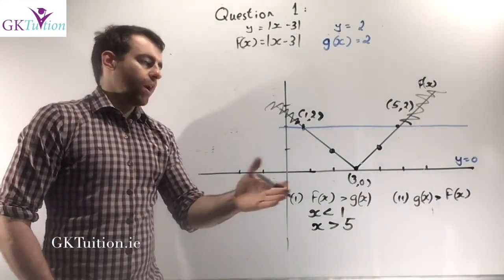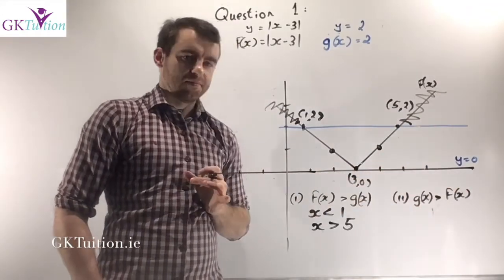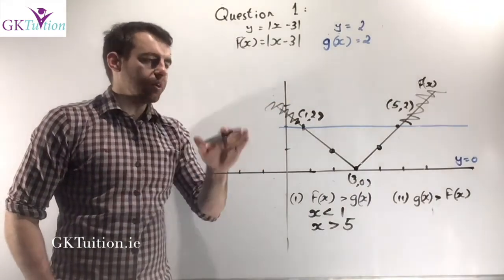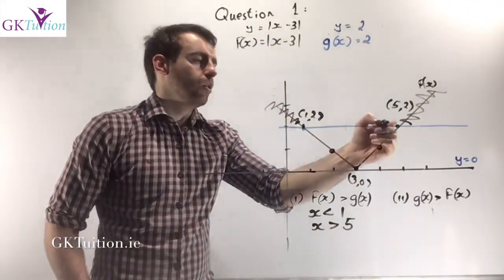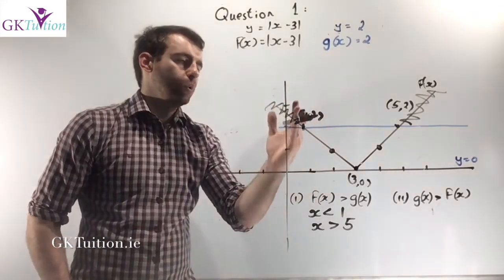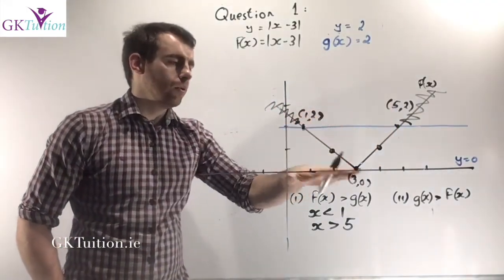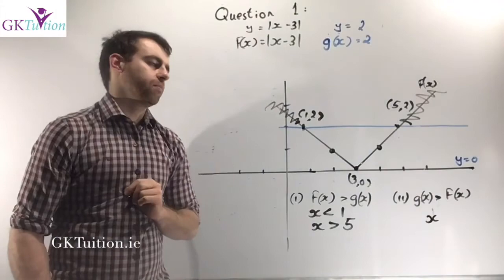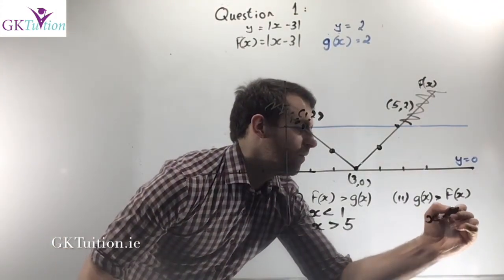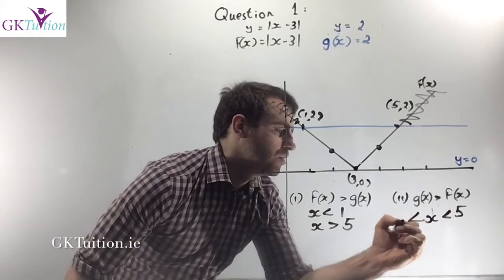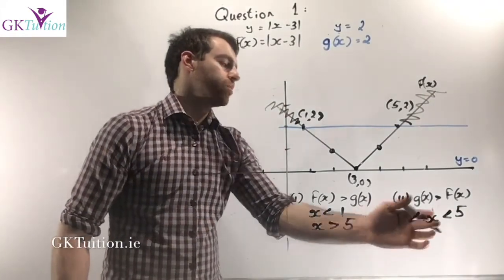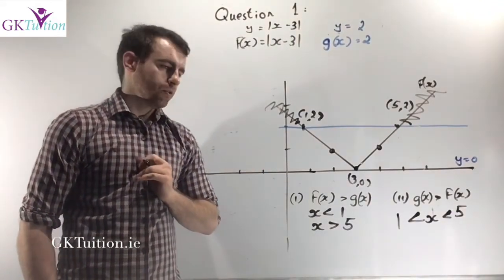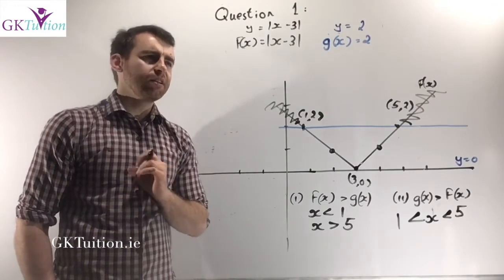In part 2, we're asked when is g of x greater than f of x. G of x is greater than f of x when the blue line is above the black line. The blue line is above the black line between the 2 points of intersection. If I take an x value between 1 and 5, then the blue line will be above the modulus that I've drawn, which means this is just one answer because it's only one region. In this case, if x is greater than 1 but smaller than 5, g of x, the blue line, is above f of x, the black function.